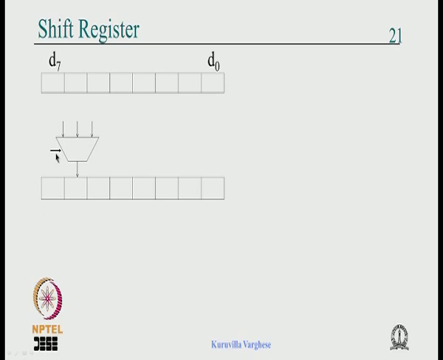If the select line is only 1 bit, then you can choose between those two. If it is 2 bit, then for 0 0 you retain the same, you pass the same. If it is 0 1, do the shift left. For 1 0, you do the shift right. For 1 1, again maybe pass the same or whatever. Okay, so when you have a variable shift, you use a multiplexer.